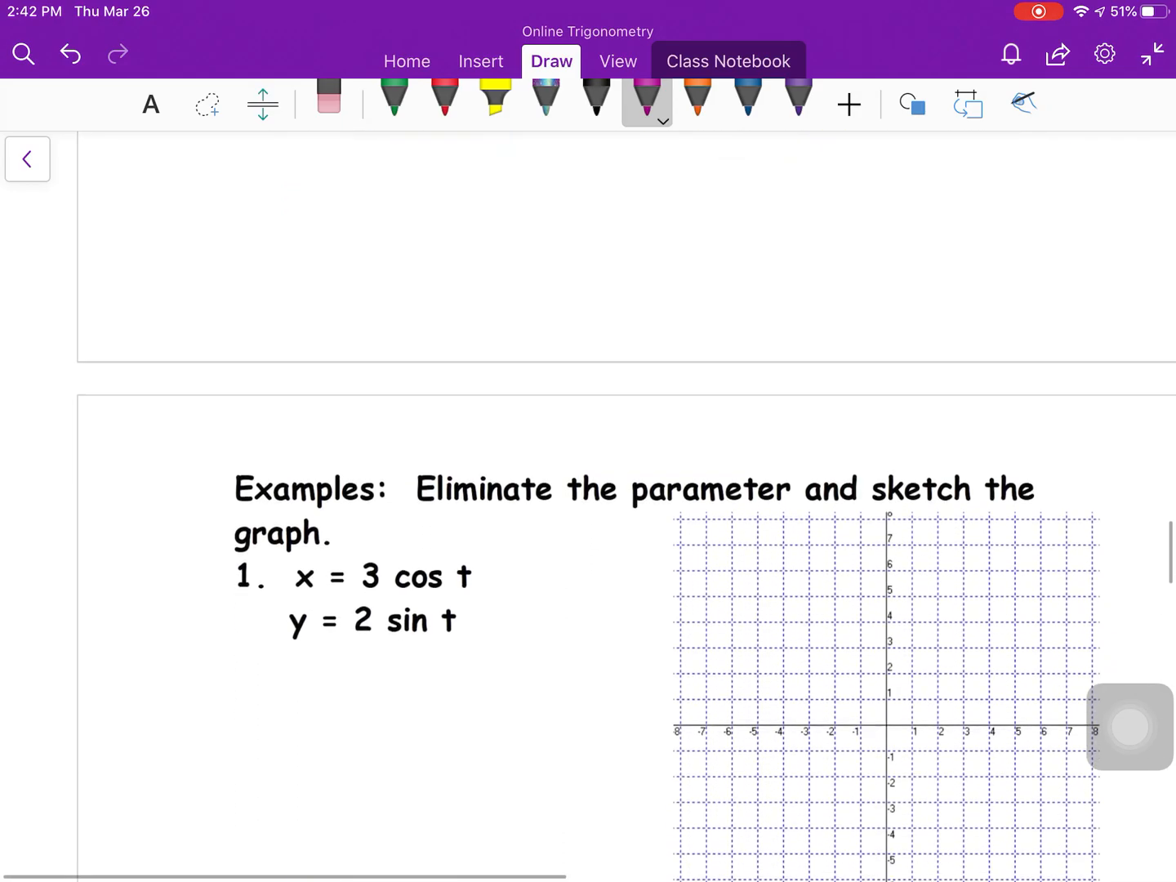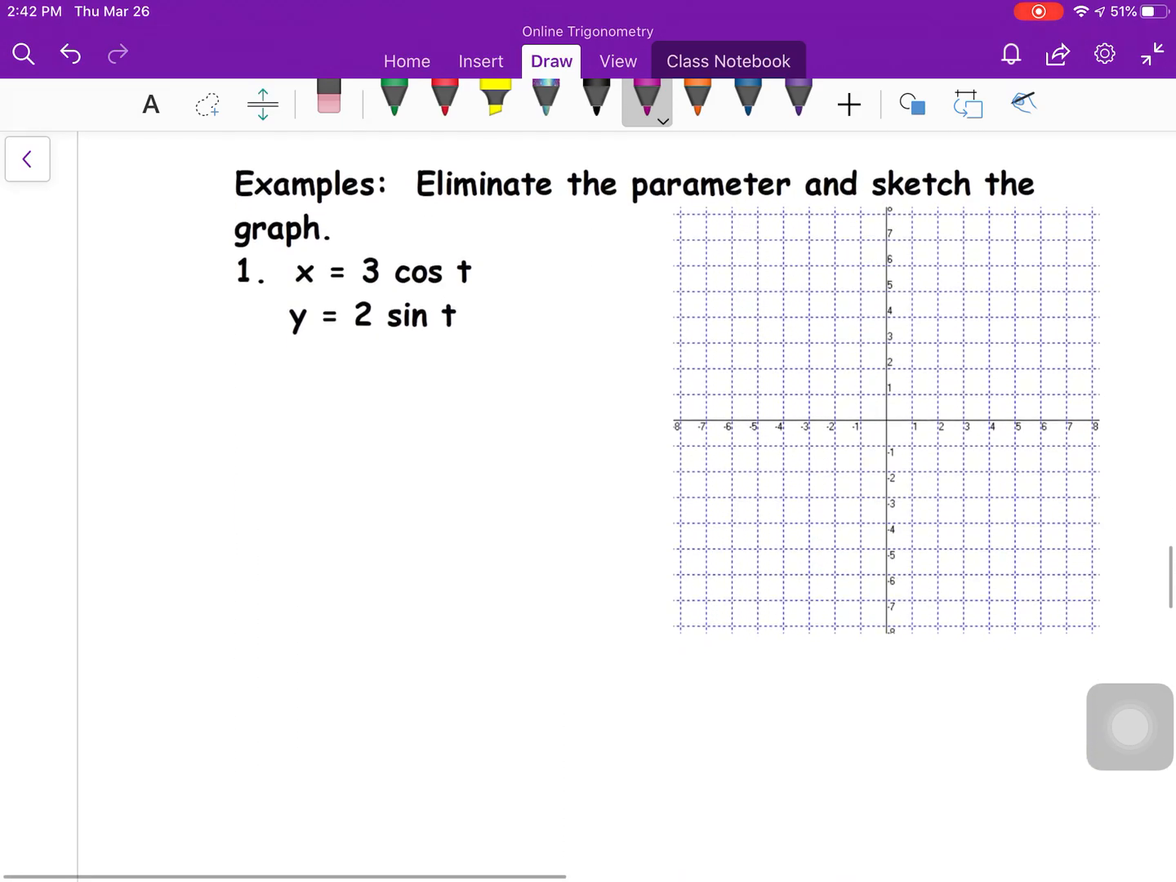So the process is to start out with these parametric equations, and then take each equation and try to isolate the trig function. In the top one, for instance, I can isolate that trig function by just dividing by 3. So I'll have x over 3 equals the cosine of t. And in the bottom equation, I can divide by 2. So I'll have y over 2 equals the sine of t.